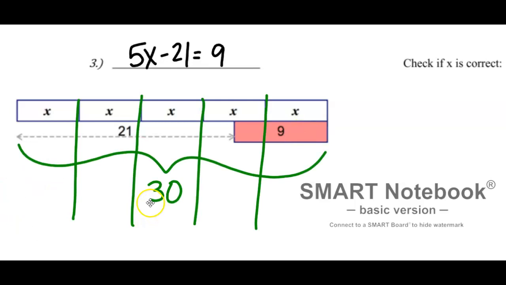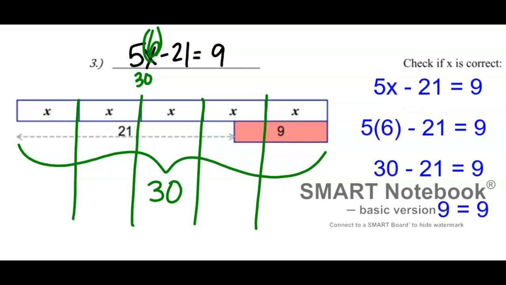I'm hoping you said 30. And so now, since we know what the whole space is, 30, we can break these 5 chunks into 5 equal chunks. And 30 broken into 5 equal chunks is, hoping you said 6. It should be 6. Okay, let's double check that.